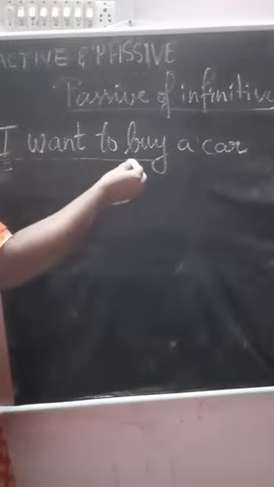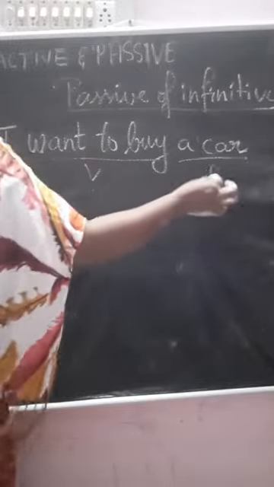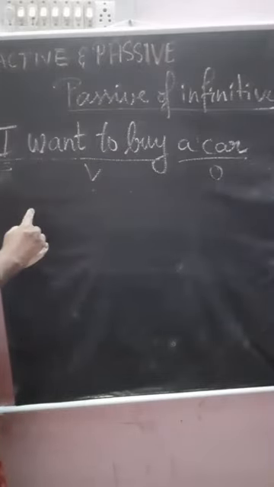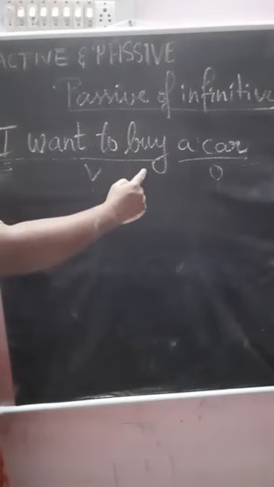Please see this example. I want to buy a car. Will you please try to change the example? Let us see. Subject, and the verb here is want to buy. Here also the infinitive is there, isn't it? What's the object? Now try to change the object to subject: a car. Then how will you change this one? A car to be bought. Then what happens to this want?